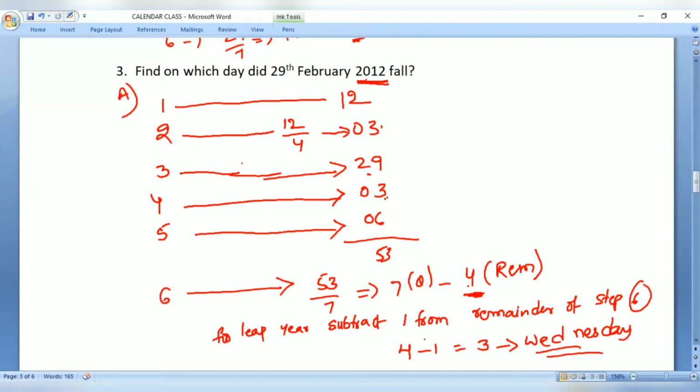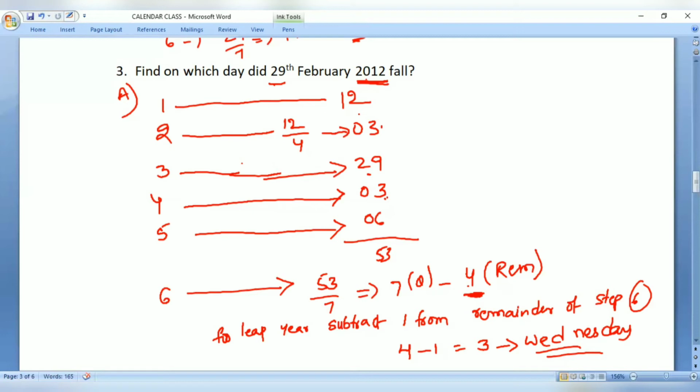So here it says the 29th February 2012. Normally, 29th February will generally be on a leap year only. No need to wait for 2012. In any case, sometimes they may ask you 27th February 2012, again on that particular day, also with the remainder that we received at step number 6, subtract 1.